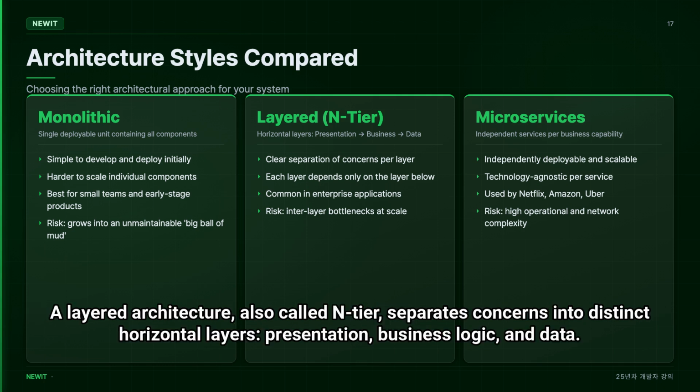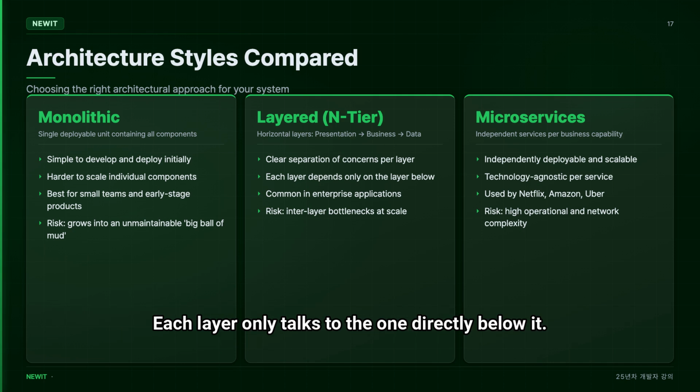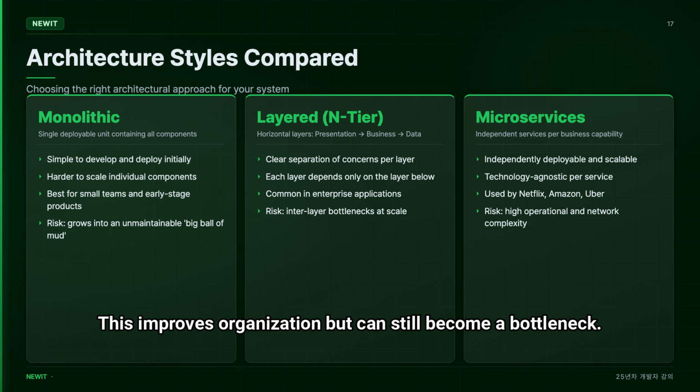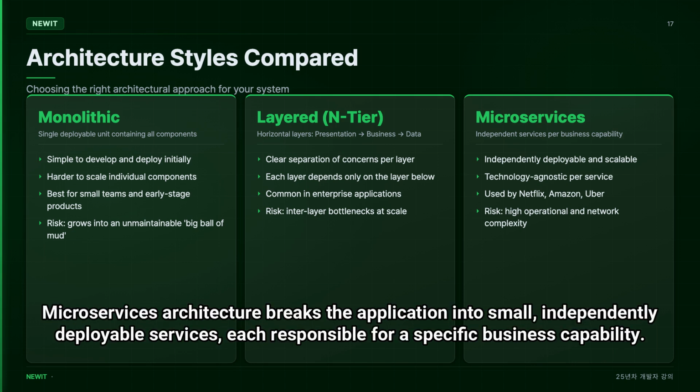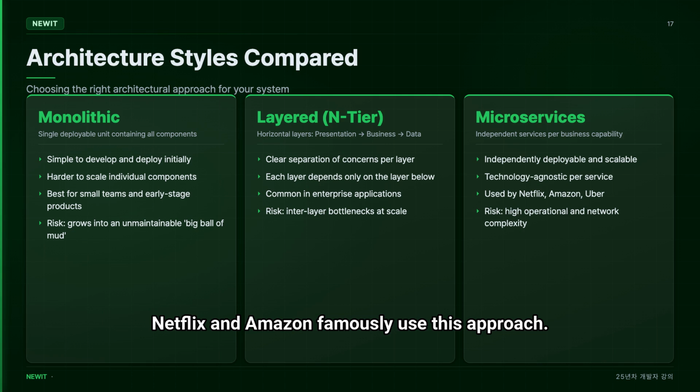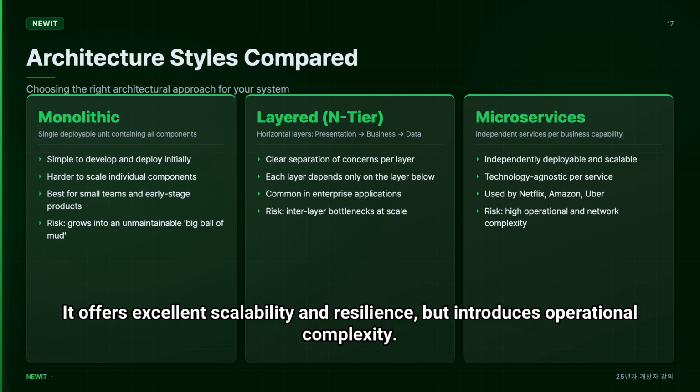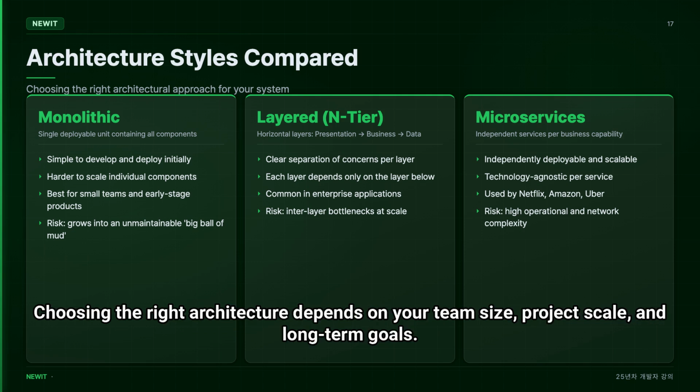A layered architecture, also called N-tier, separates concerns into distinct horizontal layers: presentation, business logic, and data. Each layer only talks to the one directly below it. This improves organization but can still become a bottleneck. Microservices architecture breaks the application into small, independently deployable services, each responsible for a specific business capability. Netflix and Amazon famously use this approach. It offers excellent scalability and resilience, but introduces operational complexity. Choosing the right architecture depends on your team size, project scale, and long-term goals.